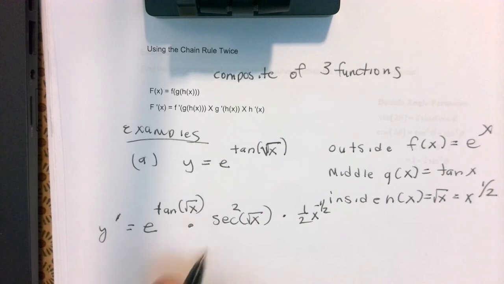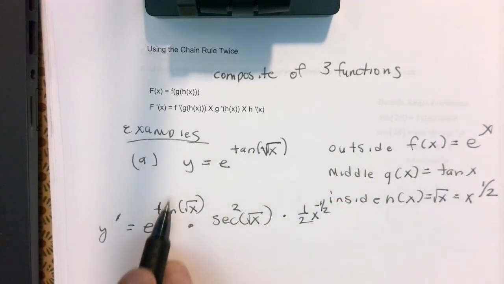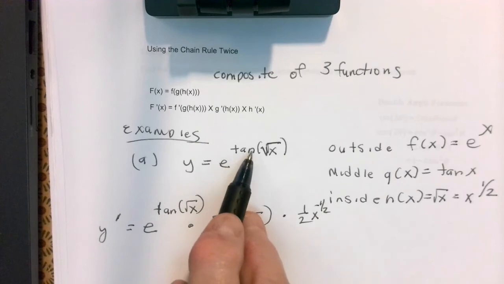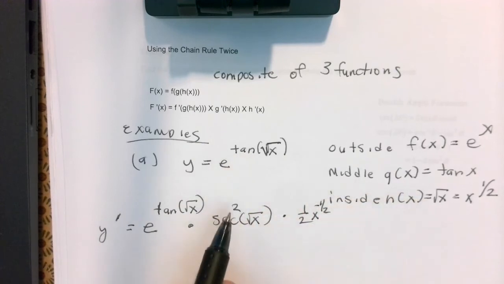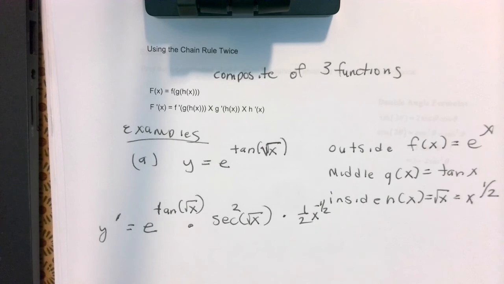It goes in a chain. So we do the derivative of the outside, which is e to the x, so it's e to the whatever was here, its insides, times the derivative of tangent, that's the middle function, so that's secant squared square root of x, times the derivative of the inside, 1/2 x to the minus 1/2.